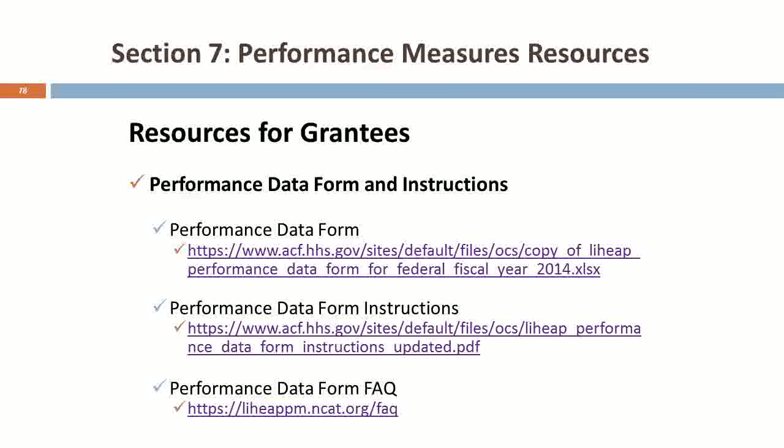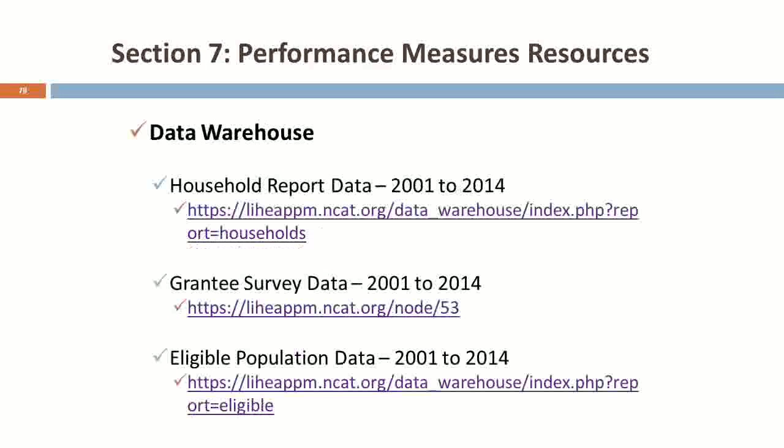And I really encourage you, if you haven't been to the frequently asked questions page yet, it's a great place to start if you have any burning thoughts about exactly how to treat certain situations. We've put a lot of the information that we've previously provided to grantees on that link, so it's available to everyone. Of course, there's also data available in the data warehouse on the performance management website. There's household report data, there's grantee survey data, and there's eligible population data, and those are direct links to each. And data is going to be released as reports to Congress are released as well. So currently you have up through 2010 available to you in the data warehouse.